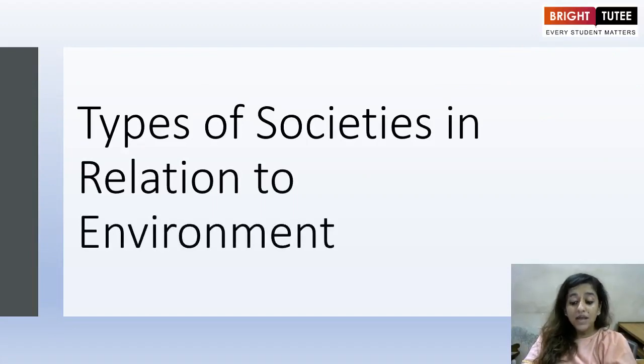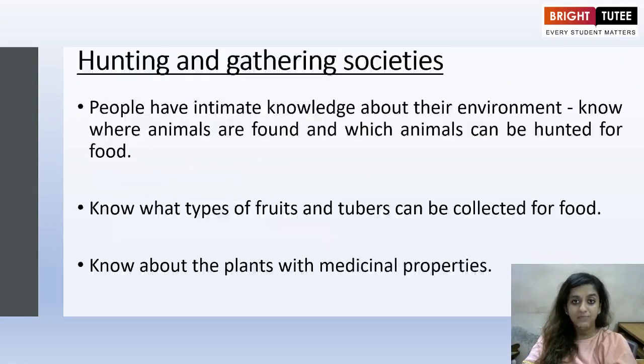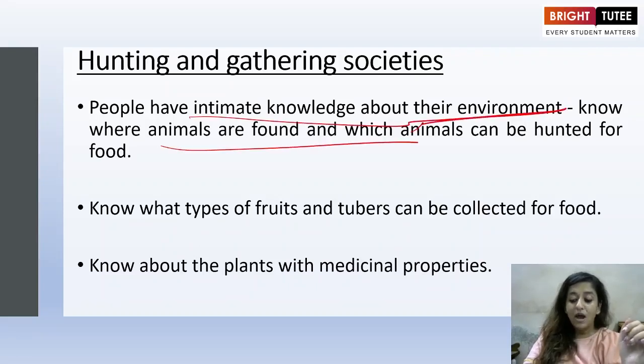Now, what are the types of societies which are there in relation to the environment? What are the characteristics of those? Let us see. Hunting and gathering societies. I'm sure you would be able to understand immediately what we mean by hunting and gathering societies. It is the people who have intimate knowledge about the environment. They know where animals are found and which animals can be hunted for food.